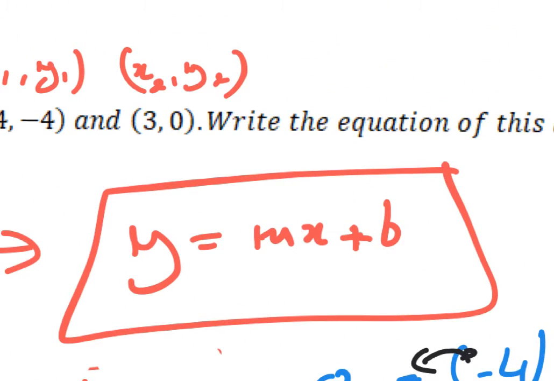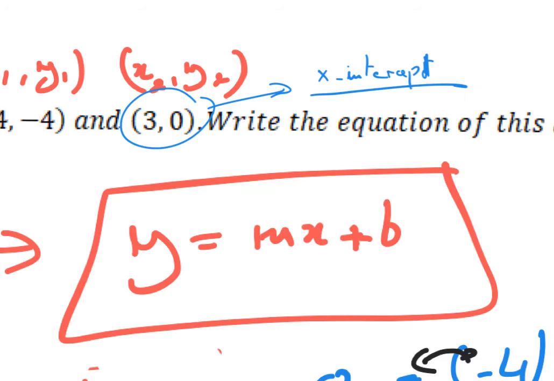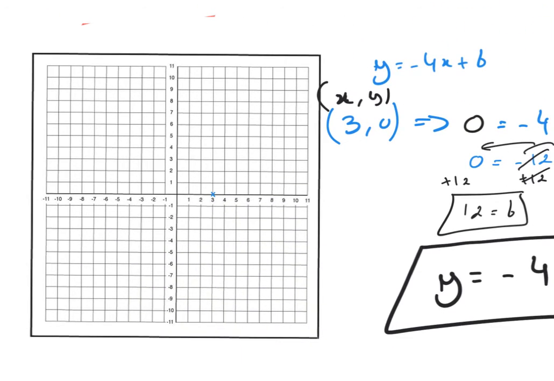Let me write it so you can add it to your notes. That's called the x-intercept. And the y-intercept, as you know, has x equals 0. In this case, that's the x-intercept. That's where the line intersects the x-axis. So again, this is the x-axis here, and this is the y-axis. So this is going to be (3, 0). That's my first point, right?